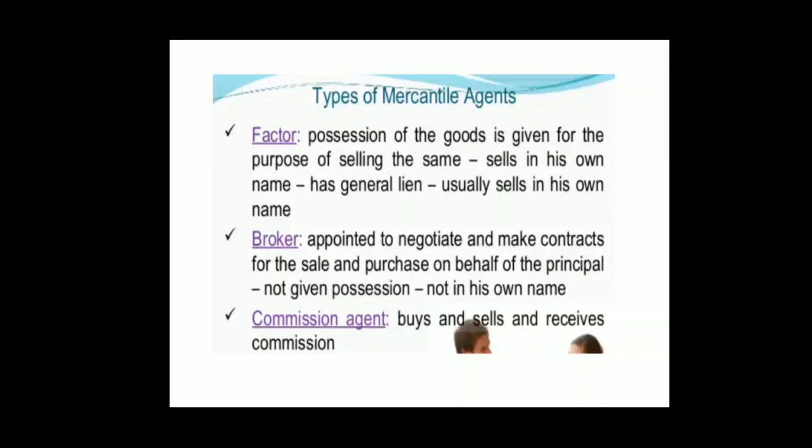Then we have the commission agent, a very common agent. We always say the commission agent takes commission. Same thing here: buy and sell and receive the commission. He helps the principal to buy and sell the goods and receives commission for that.